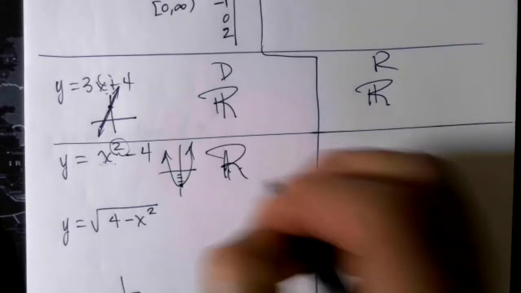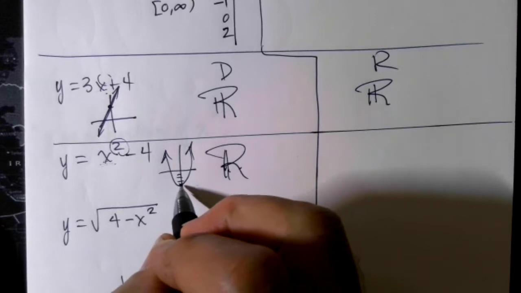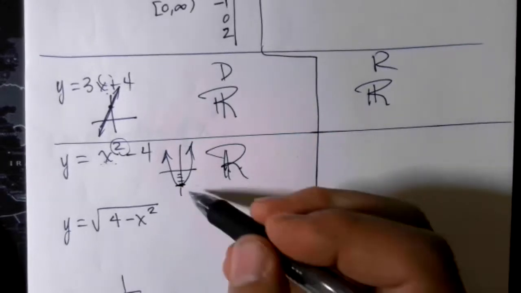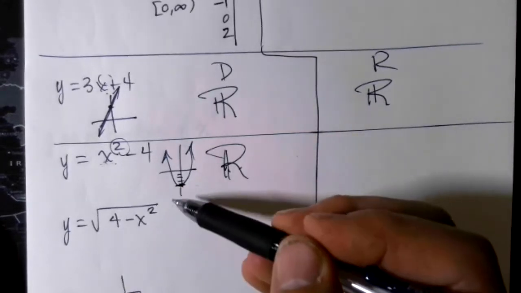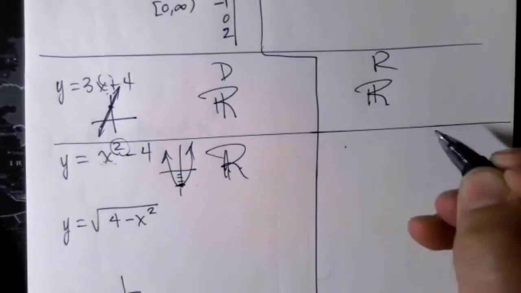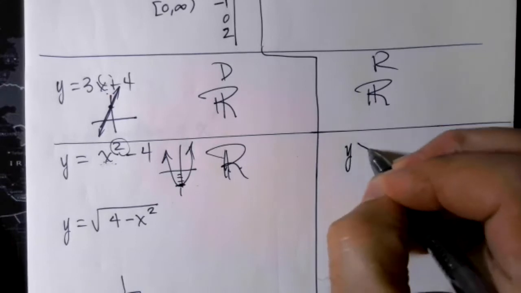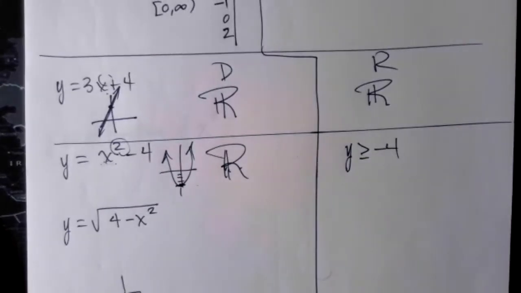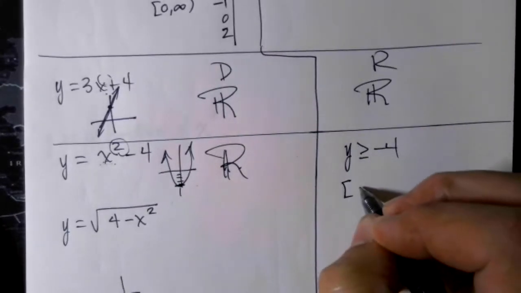Okay, so there's my funky R. But notice that the graph only goes down to -4. It doesn't go below that. So now I need to say things like above and including -4. So I can say, now this range is about y, so I'm going to use y greater than or equal to -4. Again, you are welcome to use interval notation.